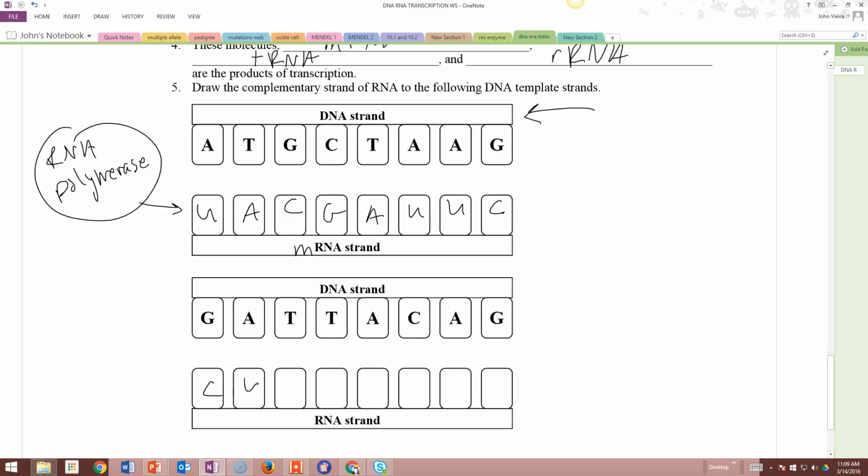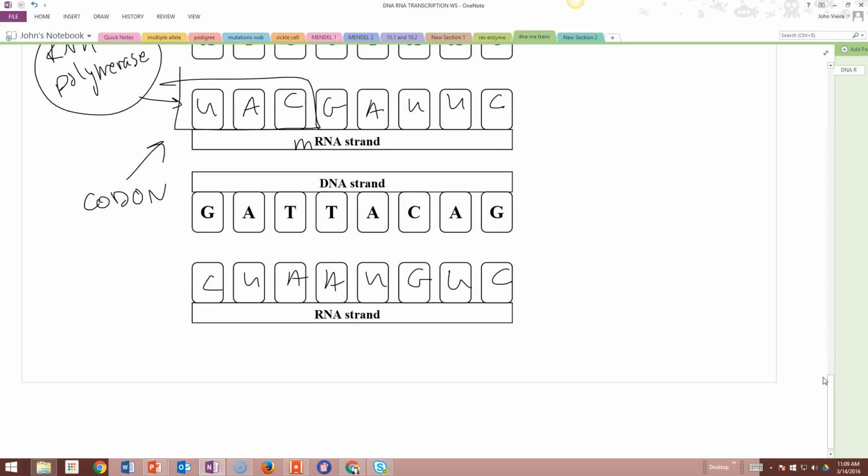And so C, U, A, U, G, U, C. So UAC is our codon, and that's what we're going to use the chart to figure out what amino acid is going to be brought over.